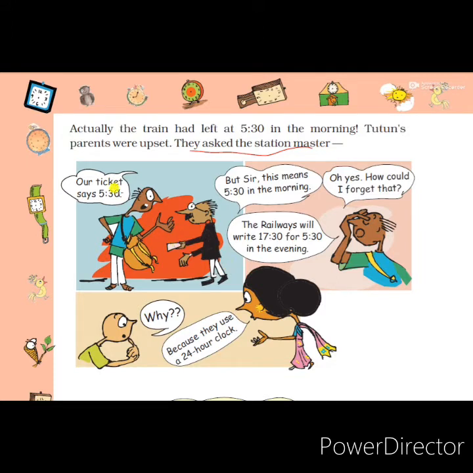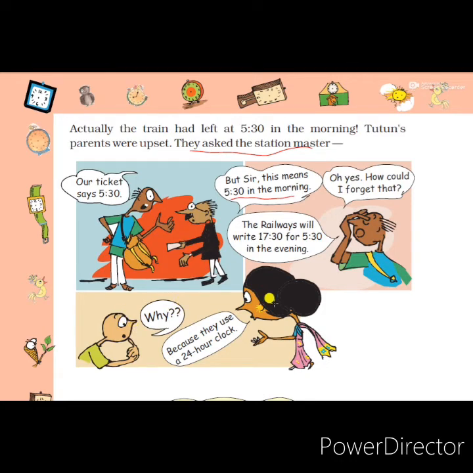Tutu's father asked the master, "Sir, our ticket says 5:30 time." That's the answer the station master gave. "But sir, this means 5:30 in the morning." "Oh yes, how could I forget that? The railway will write 17:30 for 5:30 in the evening." Then Tutu asked his mother, "Mummy, what happened?"